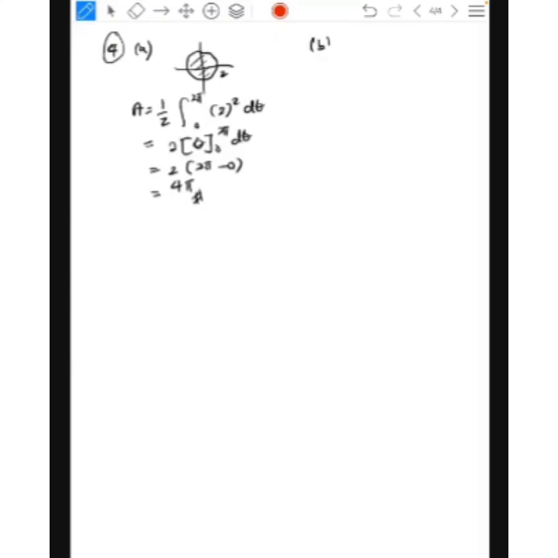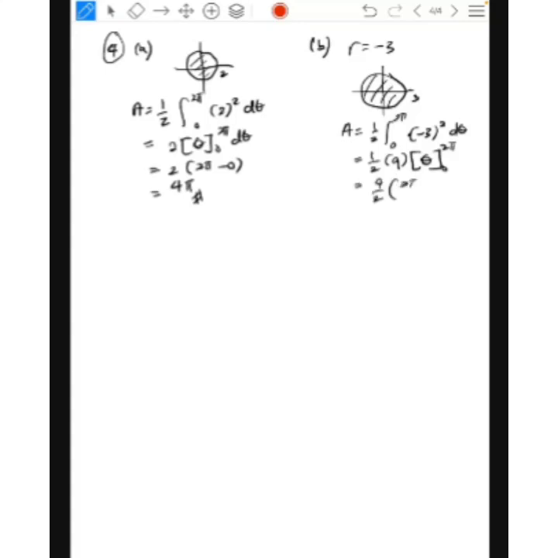And then for B is also very similar. You have r equals negative 3. Negative 3 is also actually a circle of radius 3. So A equals 1 over 2, from 0 until 2 pi. Now your r is negative 3, but when squared, the negative becomes positive. So 9 times d theta, 9 over 2, times 2 pi. So we have 9 pi.